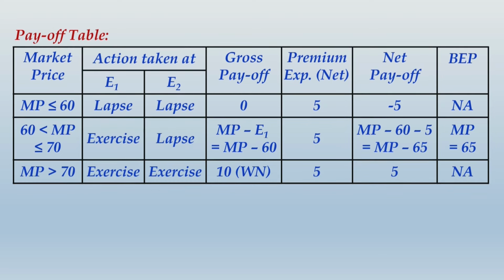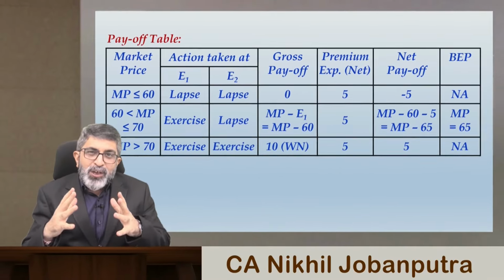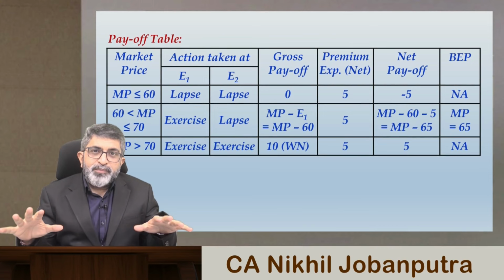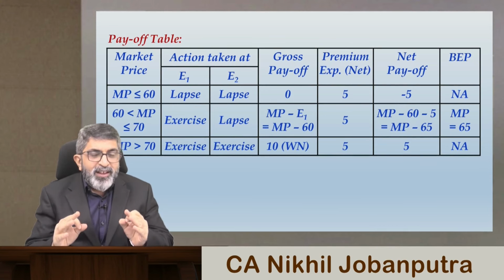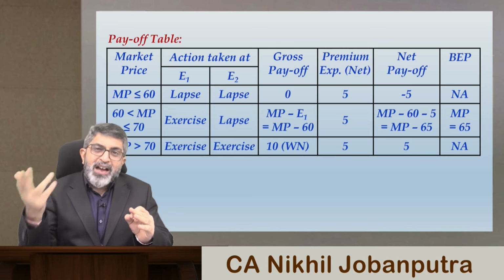Alright friends, once you have completed writing this whole thing, now before I take you further, let me explain to you one thing. If you observe what is happening, when the market price is going below 60, that is even below E1, what is happening to your net payoff? It is getting negative, right? Means you are incurring a loss. On the other side, when the market price is going up beyond 70, you are making profit. Now what does this signify? You have created a spread using call options and you are making profit when the price is moving up.